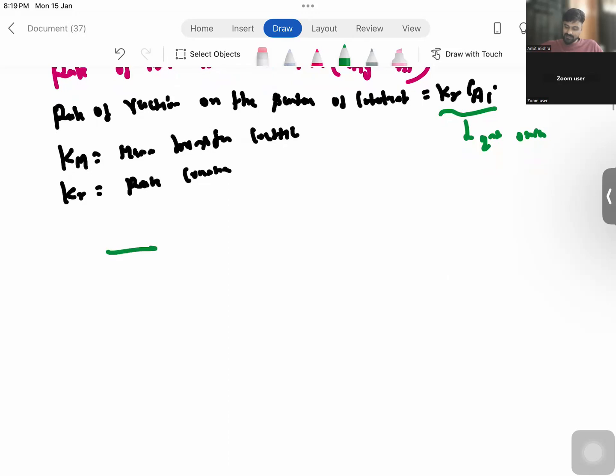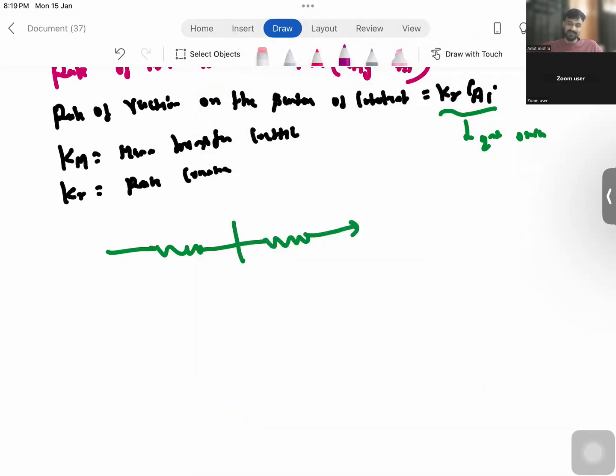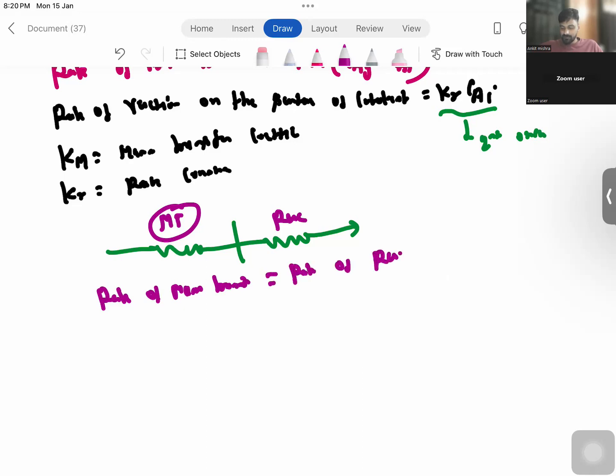So what happens here? You can see mass transfer is taking place and the reaction is happening, right? So this flux you can see is analogous to heat transfer or mass transfer kind of thing. So here mass transfer is taking place, and here there is a reaction. So what happens? Rate of mass transfer is equal to rate of reaction.